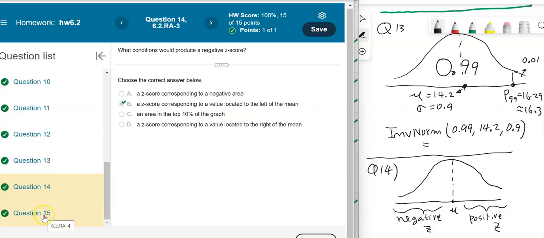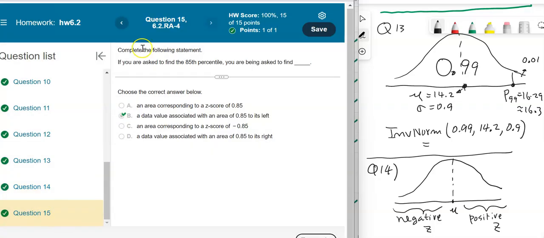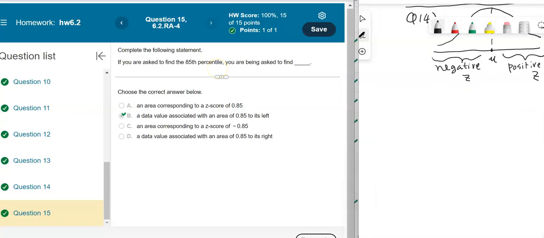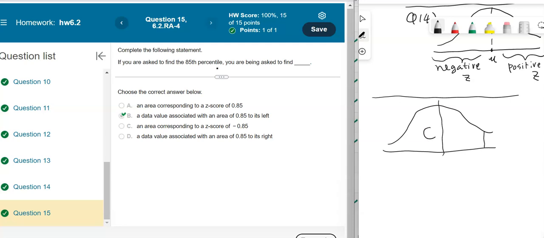All right, now go to 15. If you're asked to find the 85th percentile, what is the 85th percentile? It means 85% is below you. This is 0.85, so this is P85, and this area is 0.15. So it is the data value with area 0.85 to the left. That's important, to the left. All right, I think that's the end of it.